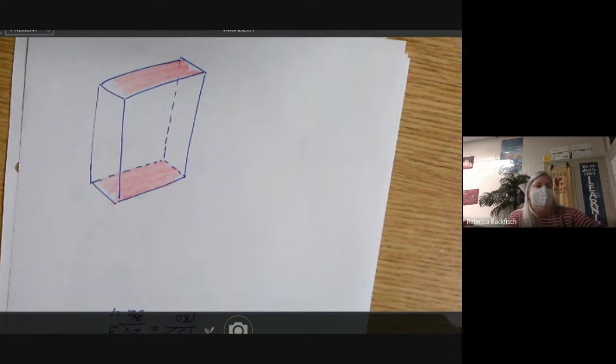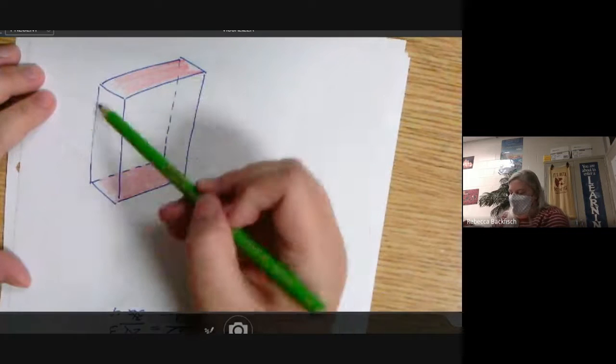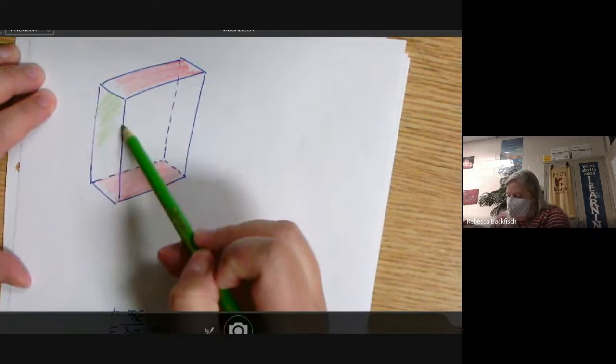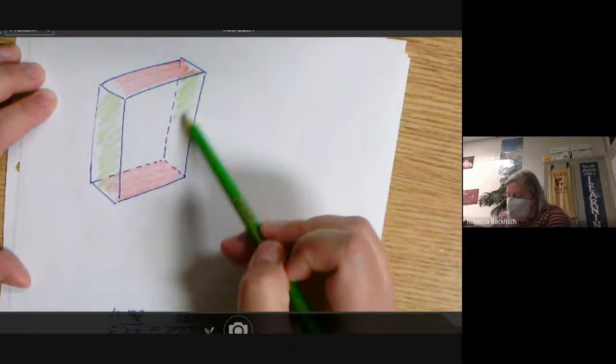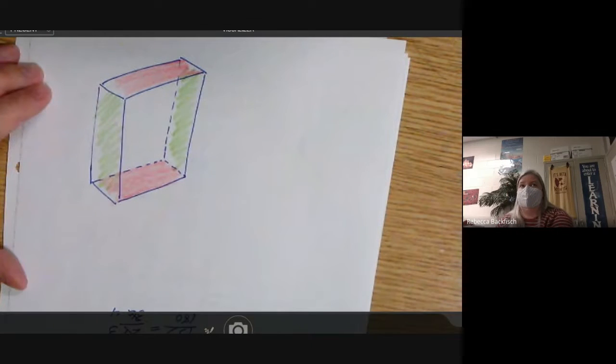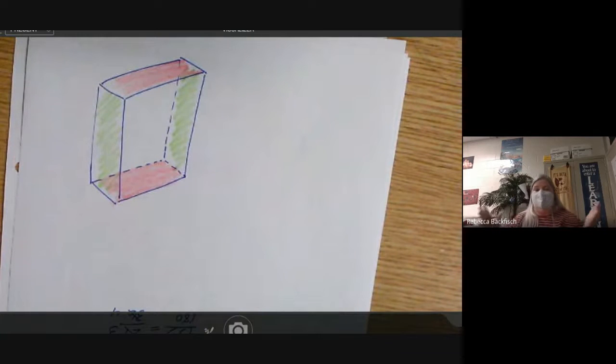Now, the thing about a rectangular prism is, I could think the same thing about maybe this side and this side. I could call those my bases instead, and that would still work. Because in a rectangular prism, you've got 3 different sets of walls across from each other. You could say these 2 are my bases, or these 2, or these 2. So you have different options for what you call your bases in a rectangular prism.